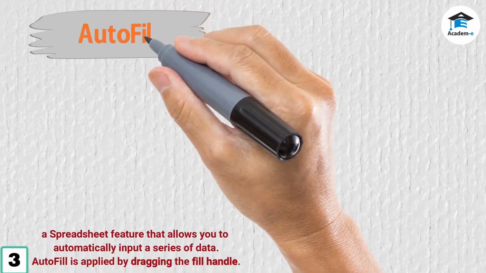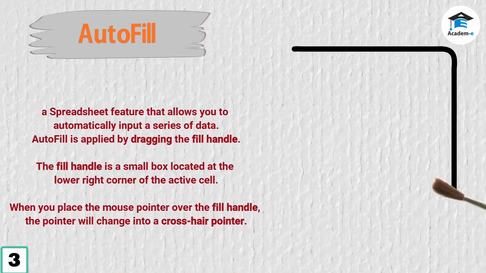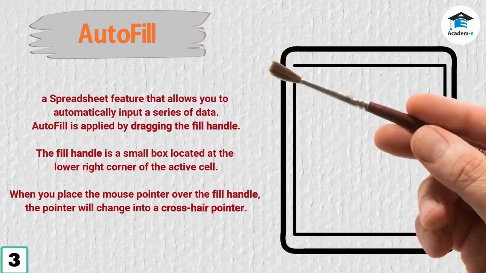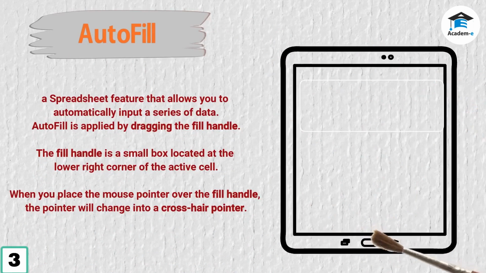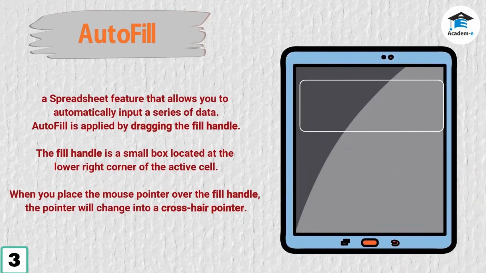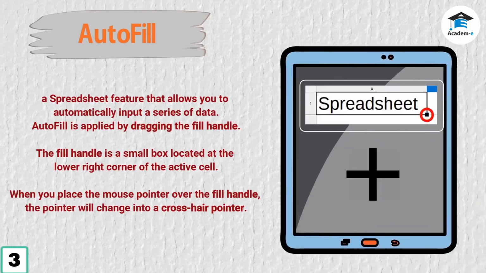AutoFill is a spreadsheet feature that allows you to automatically input a series of data. AutoFill is applied by dragging the fill handle. The fill handle is a small box located at the lower right corner of the active cell. When you place the mouse pointer over the fill handle, the pointer will change into a crosshair pointer.